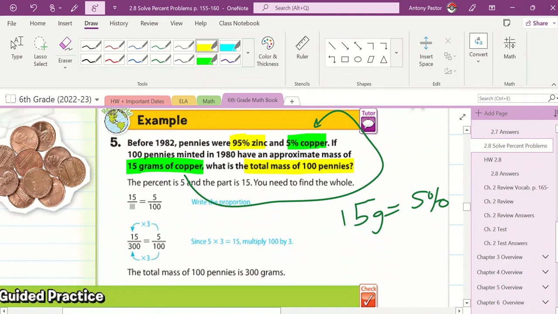And since this was a word problem, we need a word answer. The total mass of 100 pennies is 300 grams.